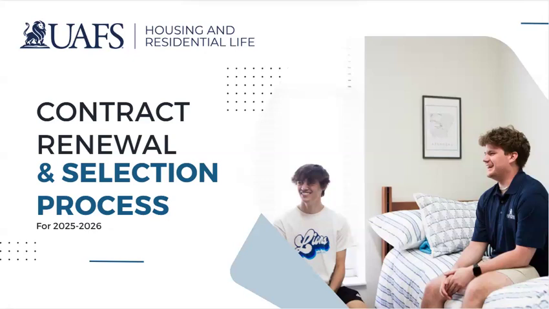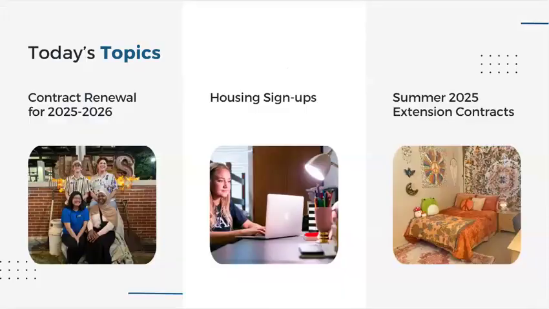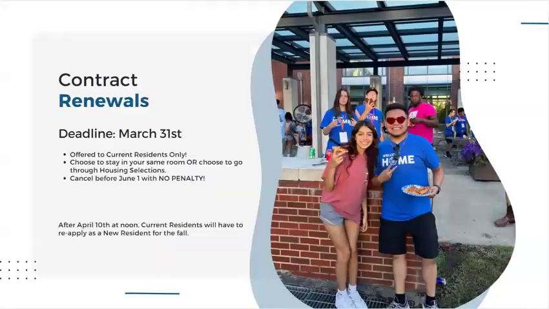This is for 2025-2026. For today's video, we're going to cover the contract renewal process for 2025-2026, housing signups, and summer 2025 extension contracts. First, let's talk about contract renewals. As a current resident, you have the option to renew your contract for housing for next year early. This option is only for current residents. New residents will have to fill out a new housing application.